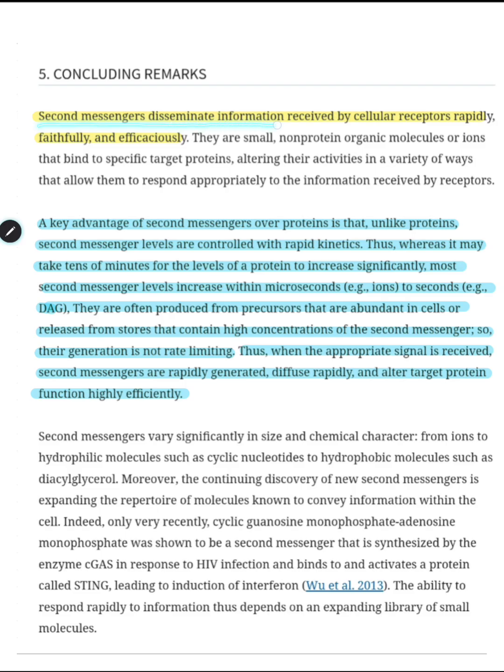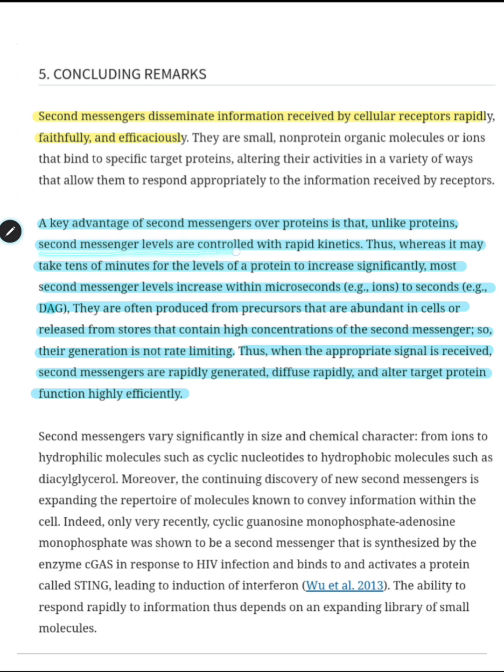Second messengers disseminate information received by cellular receptors rapidly, faithfully, efficaciously. They are small non-protein organic molecules or ions that bind to specific target proteins, altering their activity in a variety of ways, allowing them to respond appropriately to information received by receptors. Key advantage, this is very important. A key advantage of second messengers over proteins. Why does the cell not use proteins as second messengers?